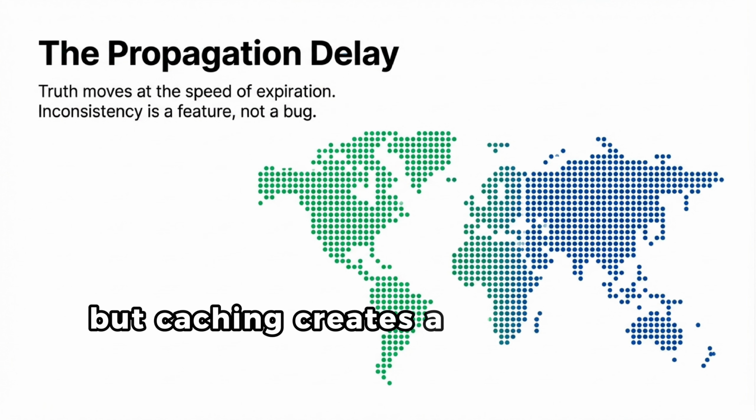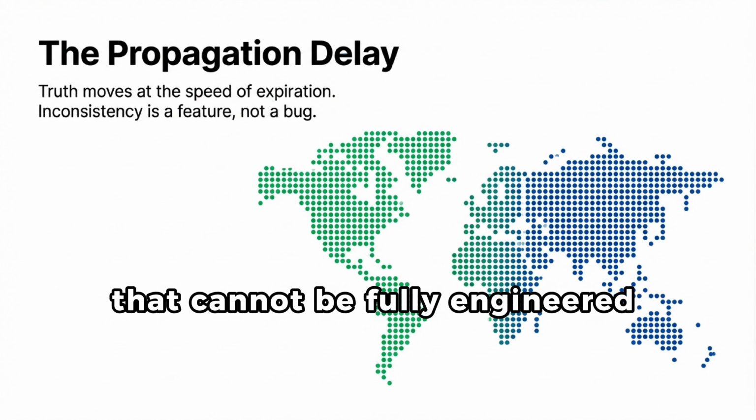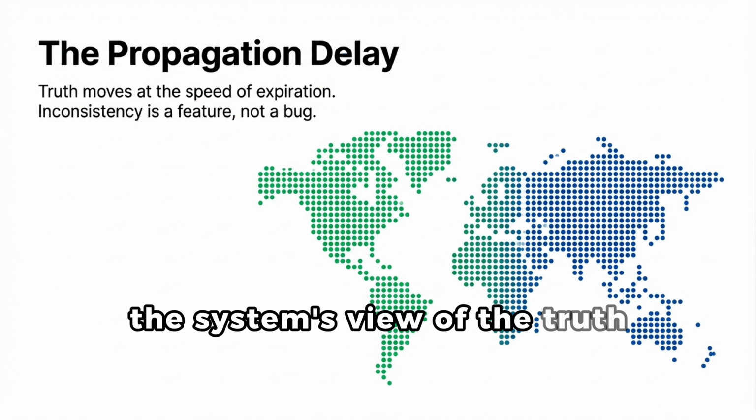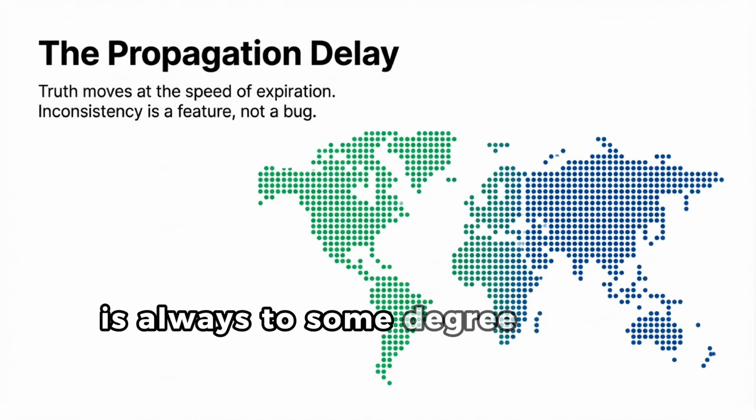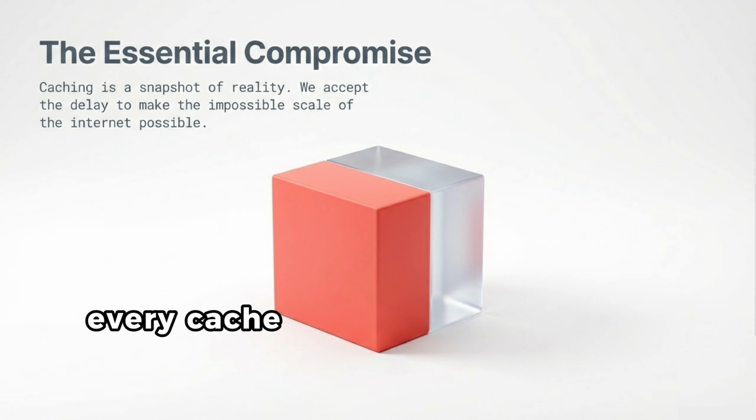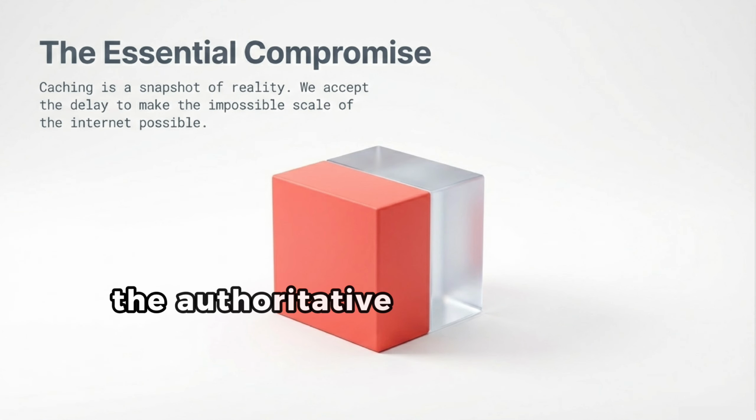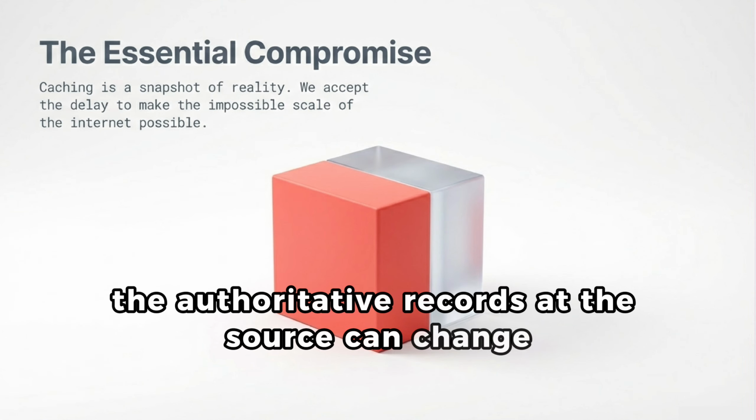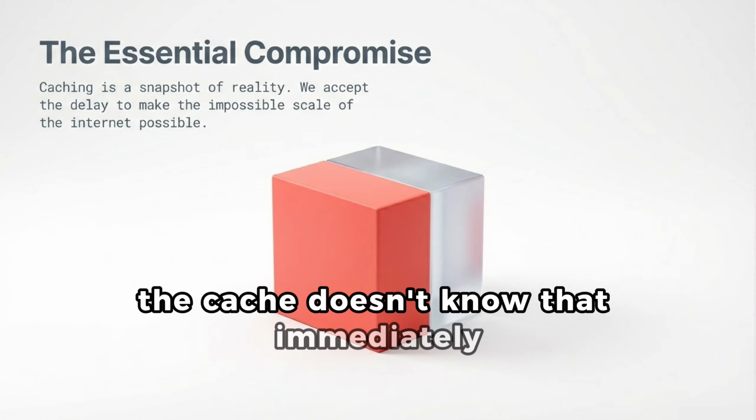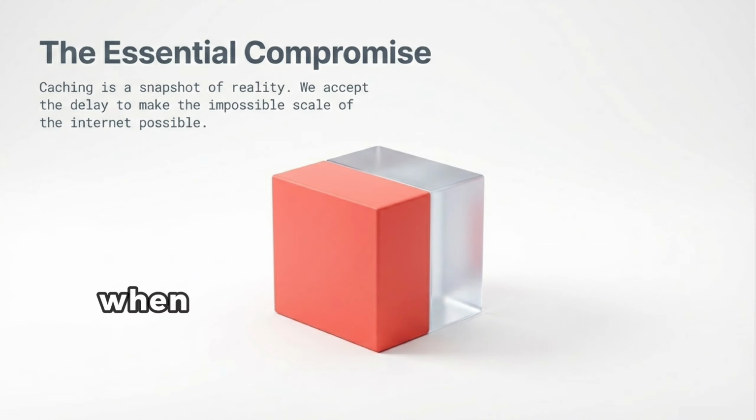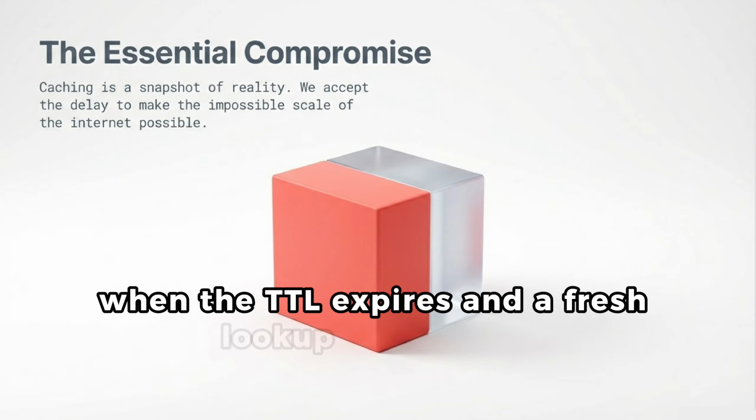But caching creates a consequence that cannot be fully engineered away. The system's view of the truth is always, to some degree, delayed. Every cache is a snapshot of reality at the moment the record was fetched. The authoritative records at the source can change. The cache doesn't know that immediately. It knows it eventually, when the TTL expires and a fresh lookup is triggered.